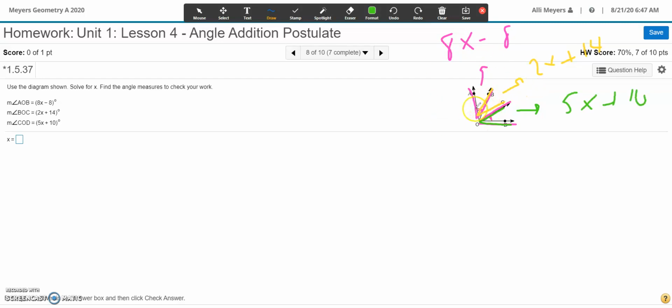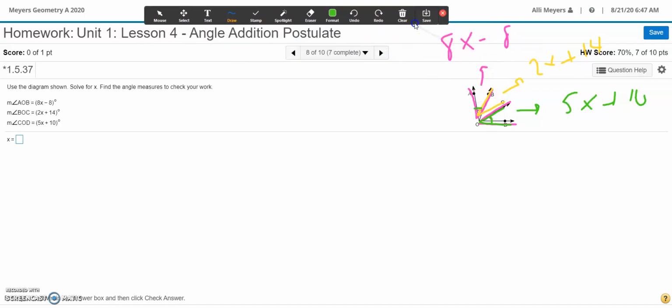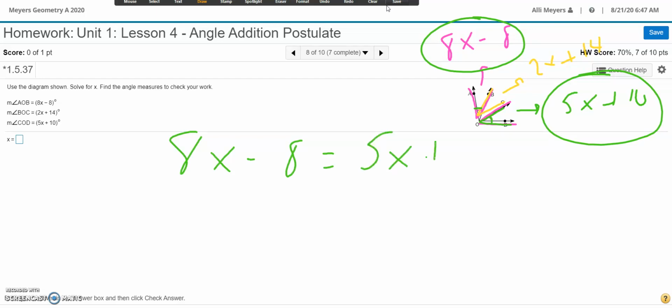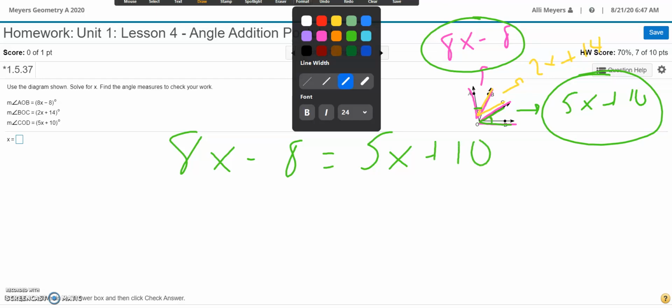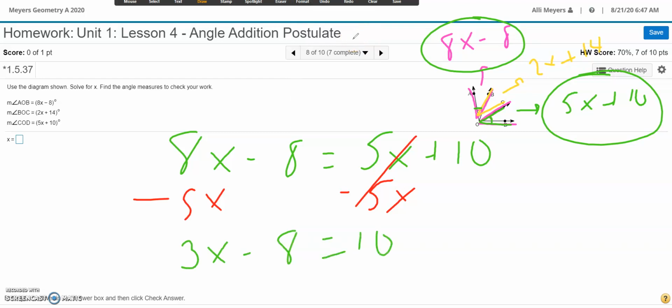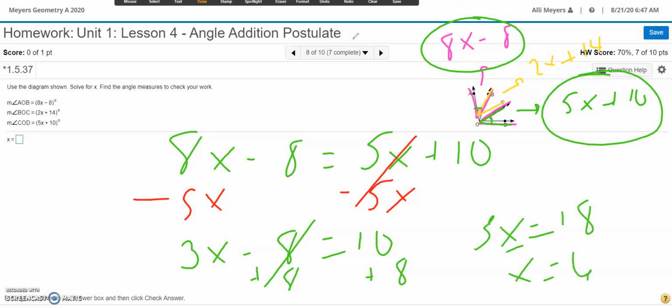You don't know the whole thing, but I do know, back to what I said in the beginning, that these two are equal. So I'm going to set 8x minus 8 and 5x plus 10 equal. That will give me my x value. You don't have to use every single expression to find x. You just use what is going to get you the answer. So let's subtract the x's over to combine them. That would be 3x minus 8 equals 10. Hopefully it's a pretty basic algebra problem from here. So 3x equals 18, divided over, x would be 6.